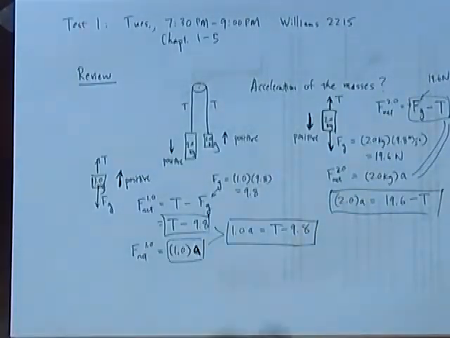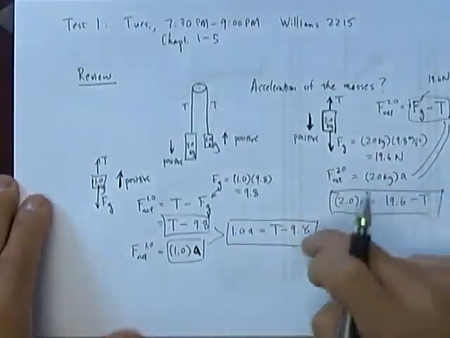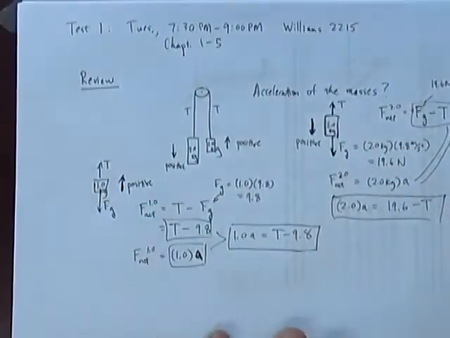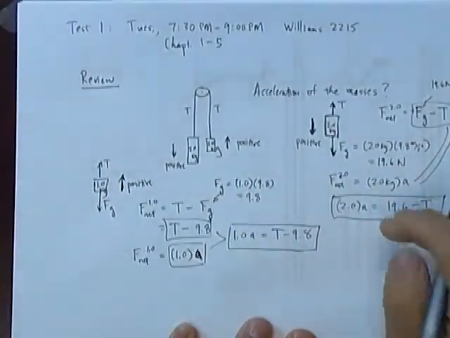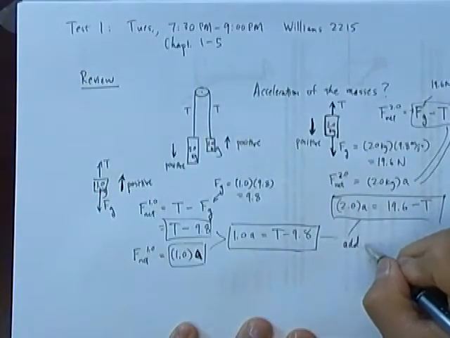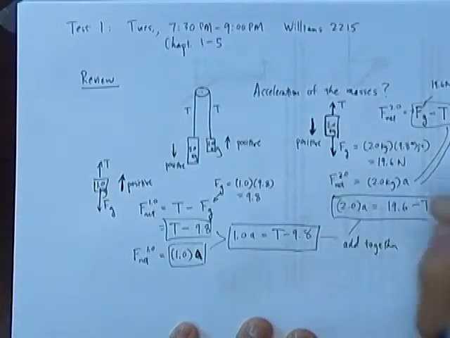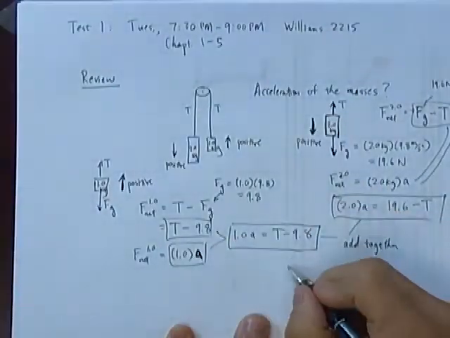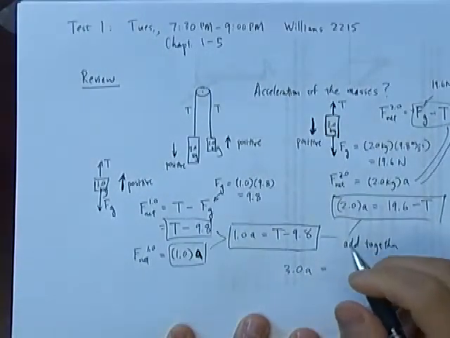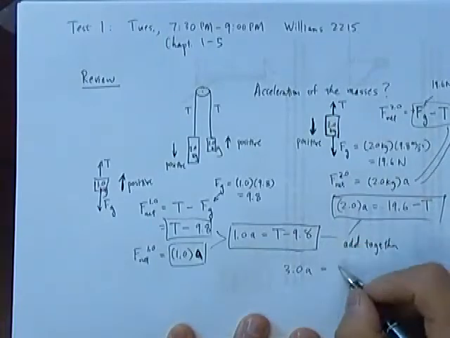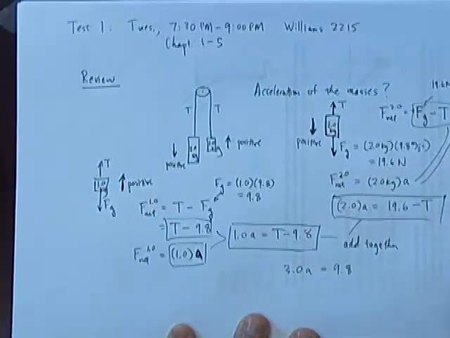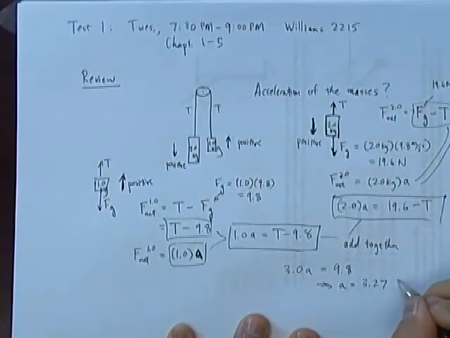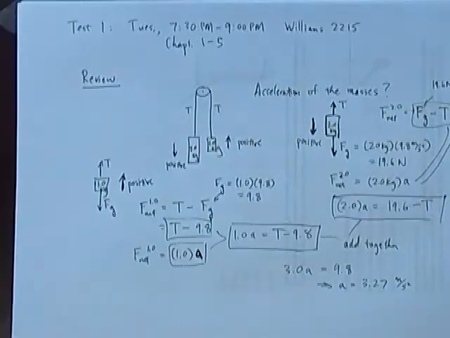Okay, so this is kind of a complicated problem. I have two unknowns, A and T. I want to solve for A, so I need to get rid of T somehow. If I just stare at this, it seems like the easiest way is to add these together. If I add them together, the T's drop out. So 2.0A plus 1.0A gives me 3.0A is equal to 19.6 minus 9.8, which is 9.8, minus T plus T, that drops out. And so we have that A is equal to 3.27 meters per second squared.